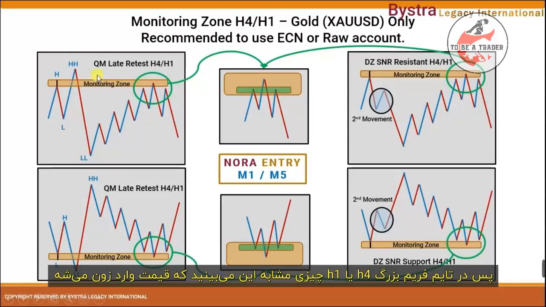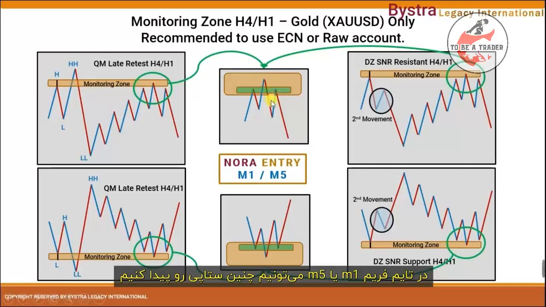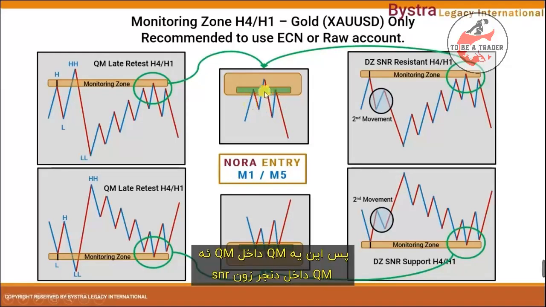So in a big time frame, H4, H1, you will see something similar to this. When price comes into the zone, in the M1 time frame or in the M5 time frame, you can find a setup something like this. So this is the QM inside the danger zone SNR.